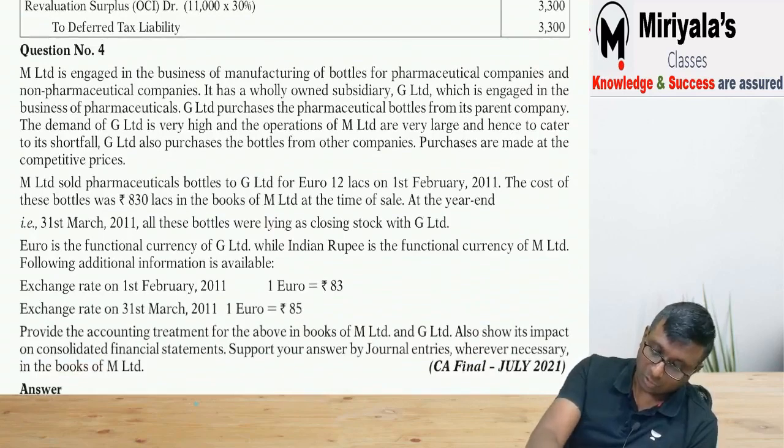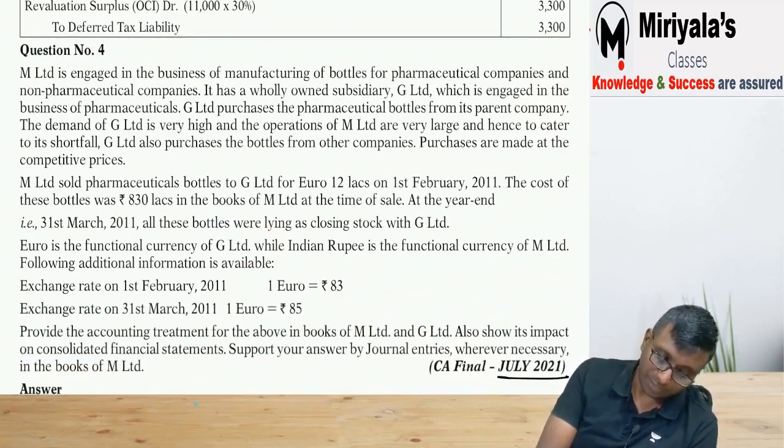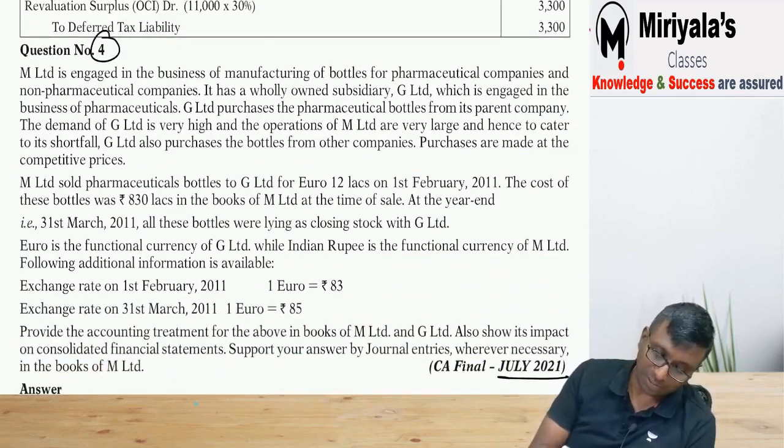Exactly. Chalo. Next sum. CA Final July 2021, Puja. Right. This is also the same kind of thing only. Just have a look at it.